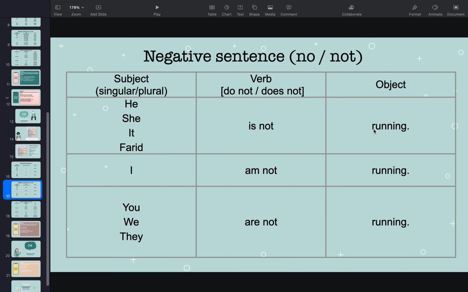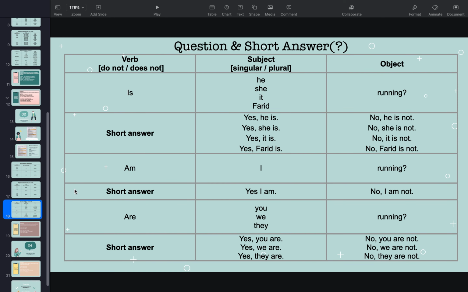He is not running. Dia tak berlari. Dia bukan. Sekarang dia tak berlari. She is not running. Dia tak berlari. Okay. Farid is not running. It is not running. Okay. Kalau I pula macam mana? I am not running. You, we, they are not. You are not running. We are not running. They are not running. Okay? Now, last one, question and answer.